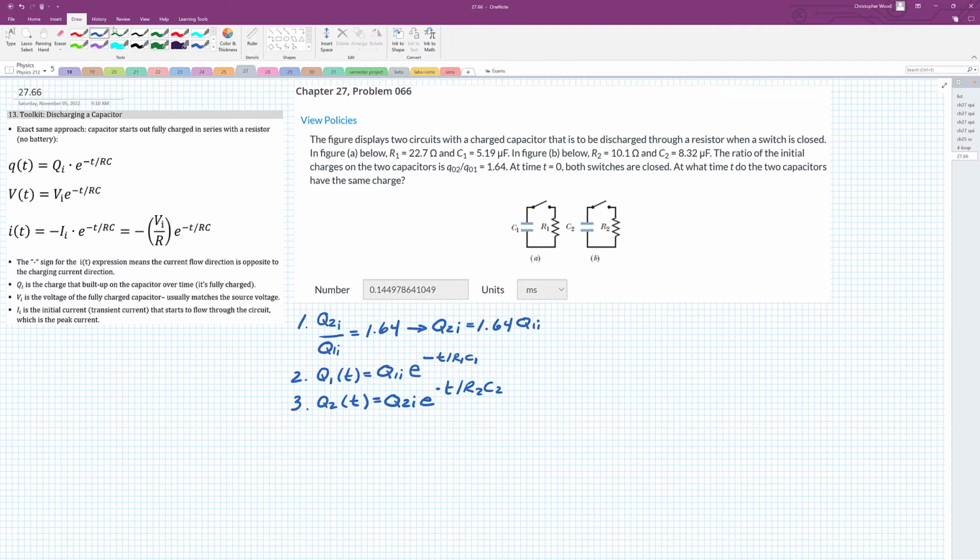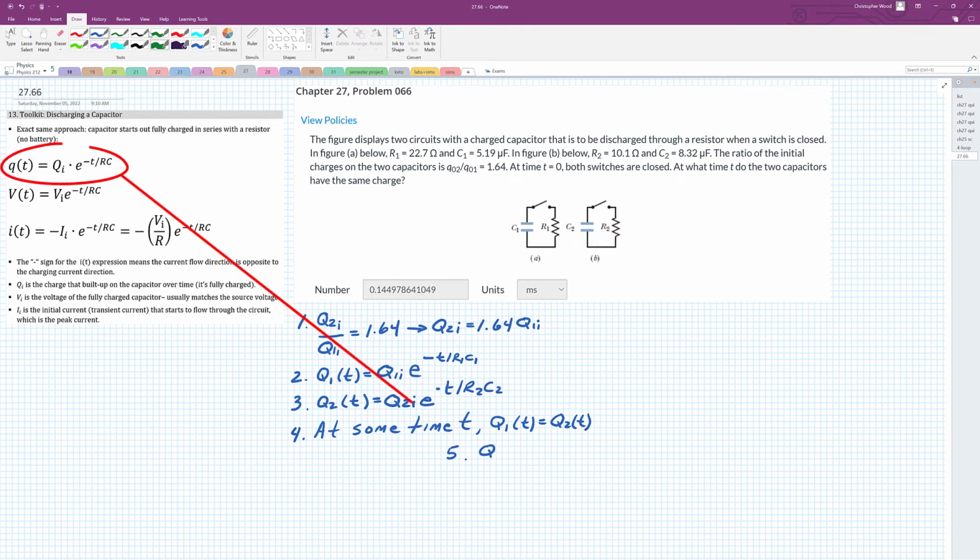That again was given. At some time t, the charge across capacitor 1 is equal to the charge across capacitor 2. Okay, step 5. I'm going to write down the charge across capacitor 1 as a function of time. This again was provided in the green sheets in the YouTube video.